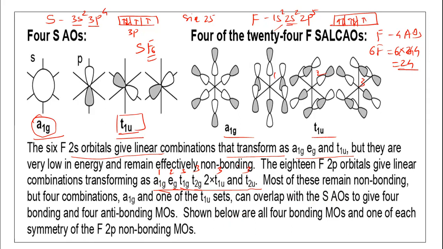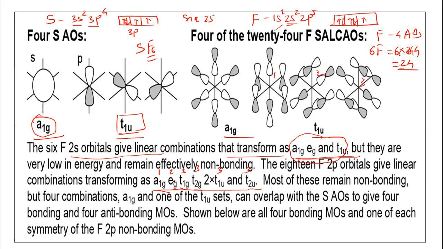Out of that, 6 are from the 2s orbital. But the 2s orbital is at a very low energy level, so these orbitals remain non-bonding. They are not usable now. We cannot touch them. They are not going to participate in the bonding. So what is the option we have? We have the option of these 18 orbitals now.